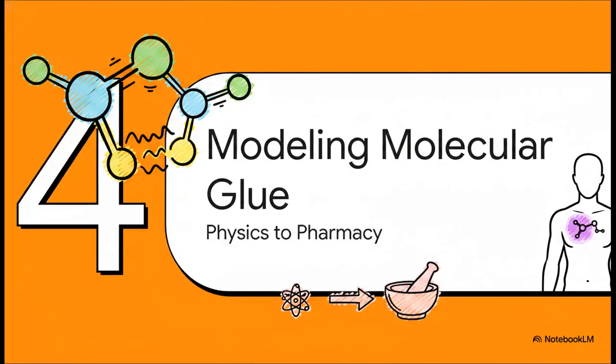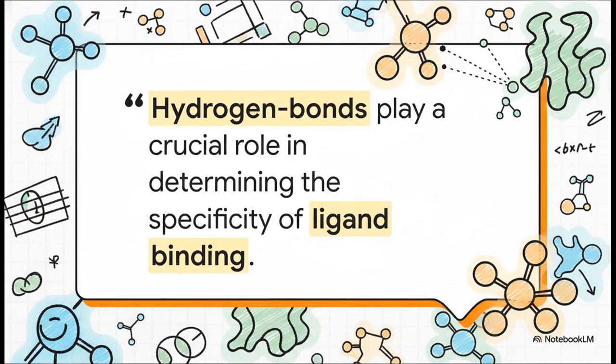Okay, final stop, Section 4. Modeling the molecular glue from physics to pharmacy. Now, we're going to pivot from just detecting these molecular fingerprints to actually applying this physics to real-world pharmacology. The research here is incredibly clear. As the source material explicitly states, hydrogen bonds play a crucial role in determining the specificity of ligand binding.